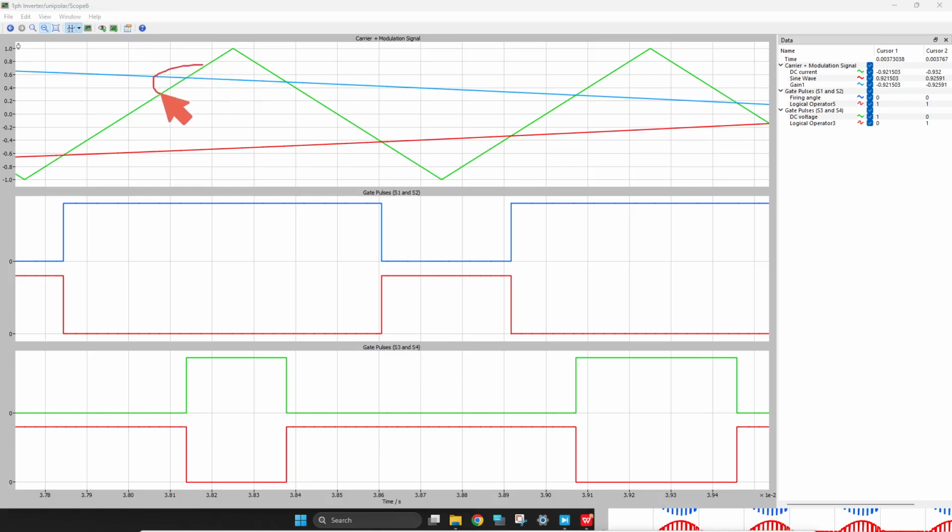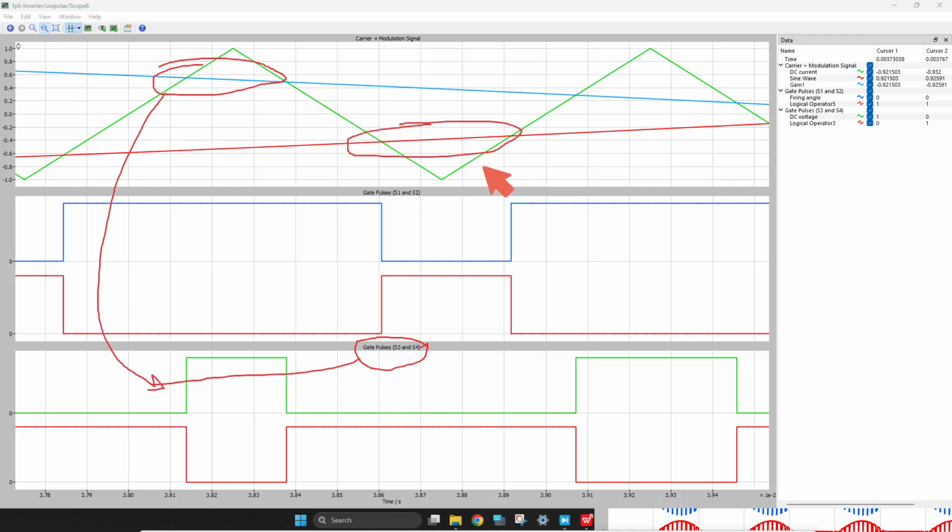that this blue one impacts these pulses, that is S3 and S4, right? The blue one impacts like this. And the red one impacts S1 and S2, which are these two pulses. Okay, so this is how we do it.